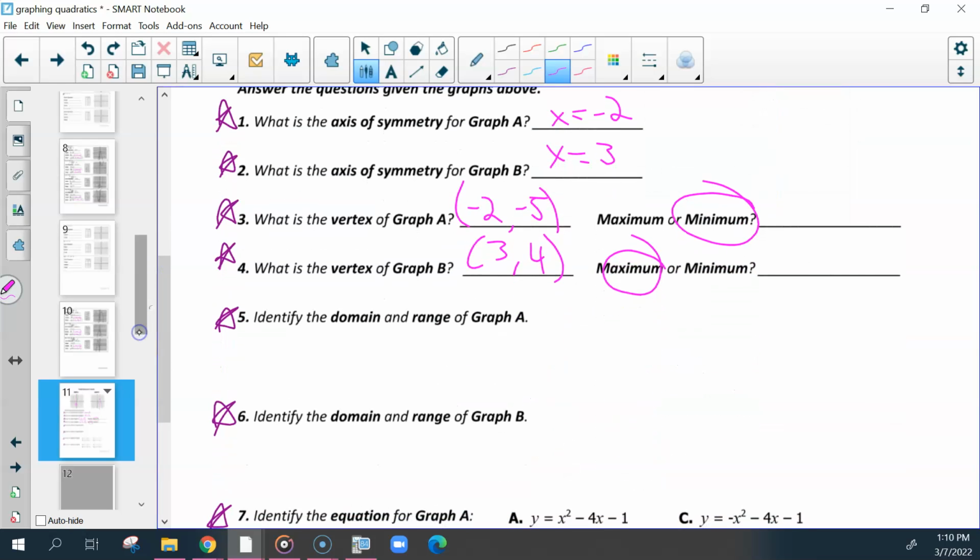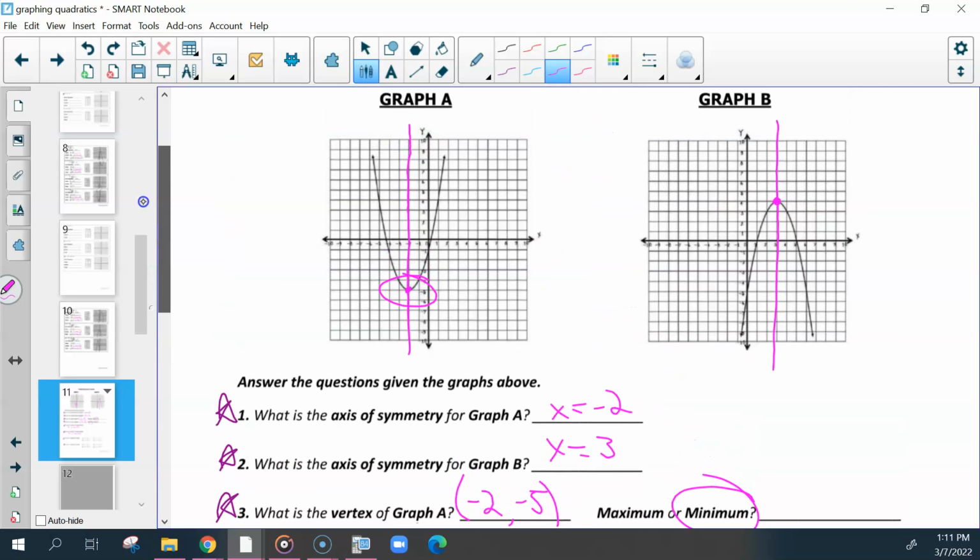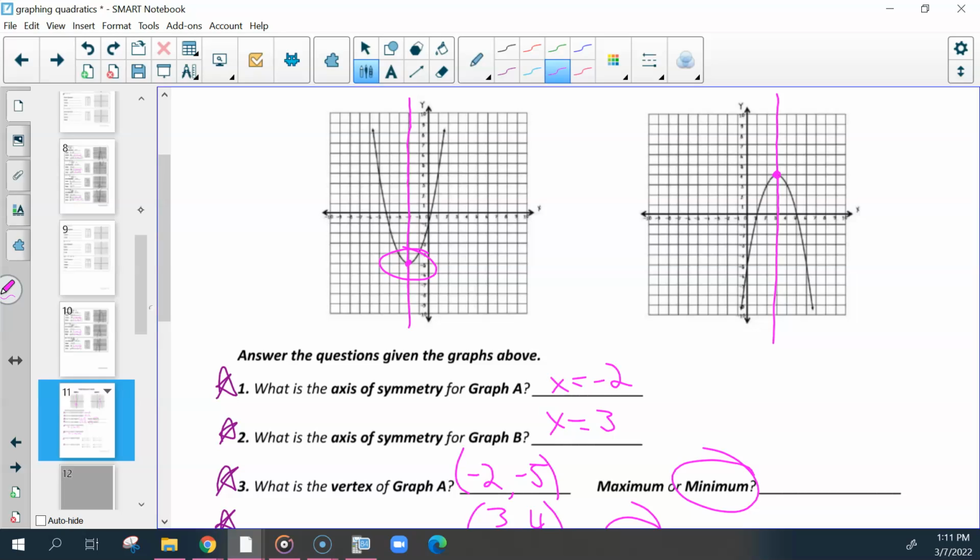Really quickly, domain is going to be the same for both of these. Range is going to be different because one faces up and the other faces down. So the range for this is going to start at -5 and go up. And this one's going to start low and stop at 4.